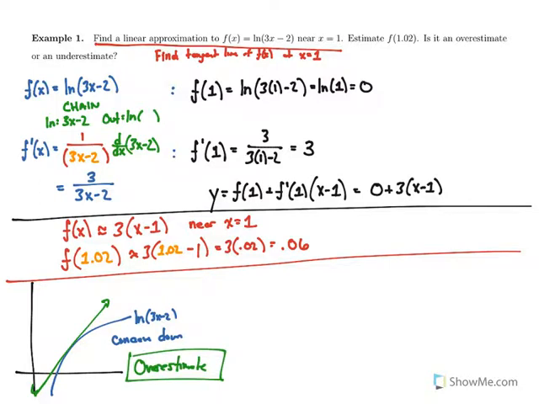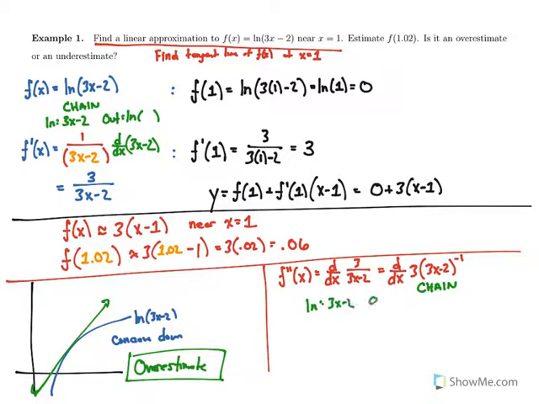How can we do that without the graph? Well, we can think about the second derivative. We can find the second derivative and see where it is positive or negative. So this is going to be the derivative of the first derivative, 3 over 3x minus 2. And it might be nice to write this as the derivative of 3 times 3x minus 2 to the negative 1. Instead of doing the quotient rule, we can do the chain rule here, which is going to be a little bit easier. Inside function is 3x minus 2. Outside function is something to the negative first power.